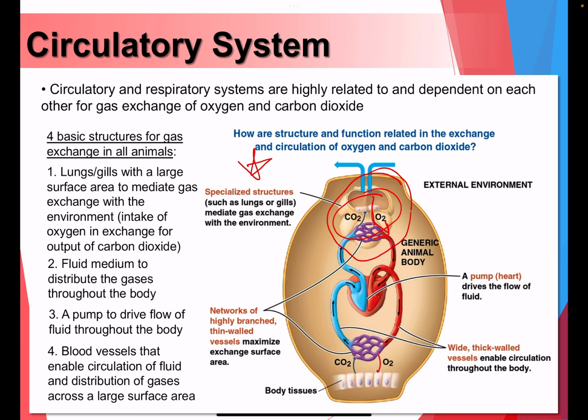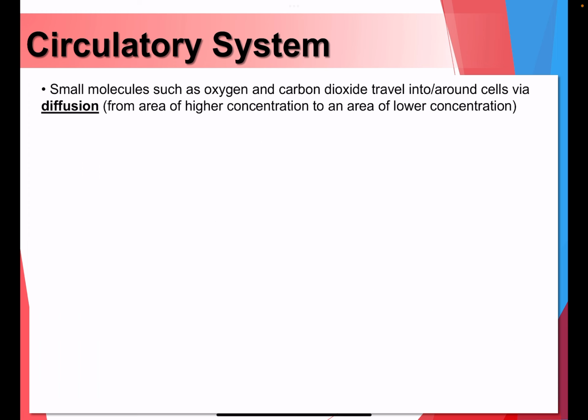So this is why we need blood vessels, to make sure we can circulate that fluid and distribute the gases across a large surface area, without having to give up the fact that we need to get this oxygen to every single one of our cells, and the fact that we need a lot of energy.